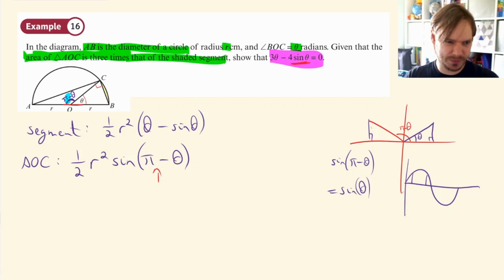Okay, and there was a video earlier on in the series talking in a bit more detail about these symmetries and these related values. So I can rewrite this as half r squared sine theta.